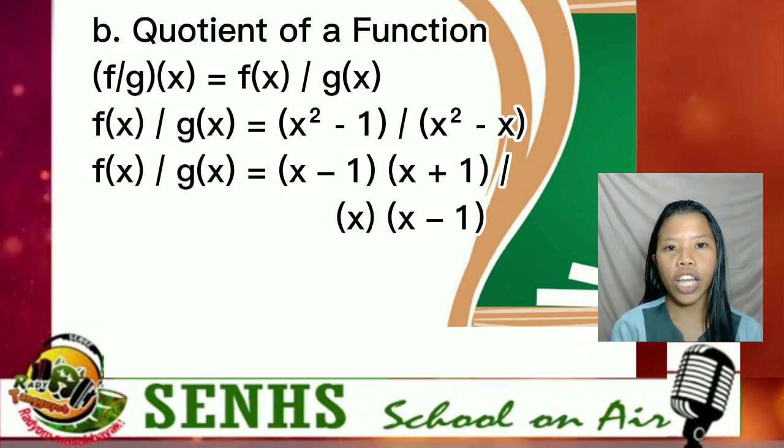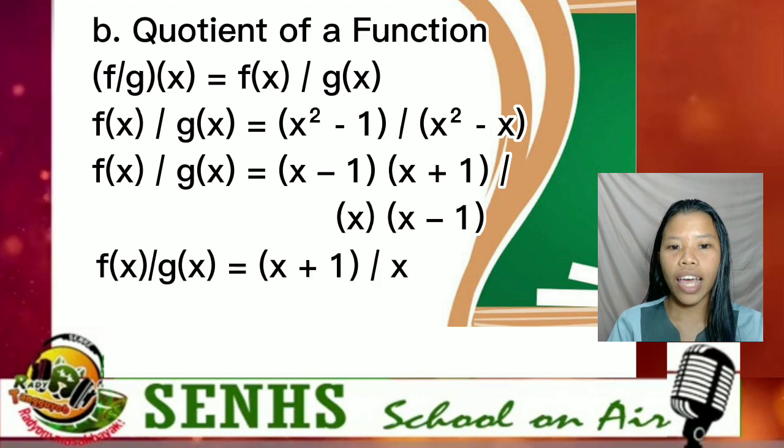Now for the quotient, we have the formula of f over g of x is equal to f of x over g of x. Now that we have these formulas, we will simply substitute the given. That gives us x squared minus 1 over x squared minus x. That gives us an answer of x plus 1 over x.